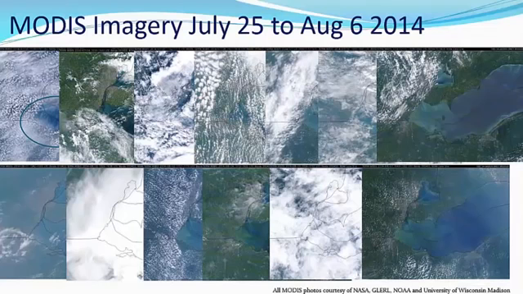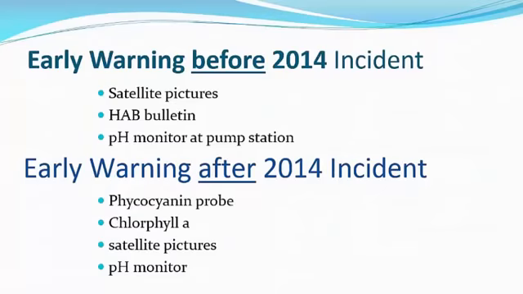Unfortunately, Mother Nature does not often cooperate in this part of the country, and the same thing happens other places too. So before the 2014 incident, the City of Toledo basically relied on the satellite pictures, the HAB bulletins, and monitoring pH, because as a bloom grows, the pH of the lake water increases as CO2 is removed by the algae. And I've got a slide a little bit later on that will show you that over a period from spring to fall.